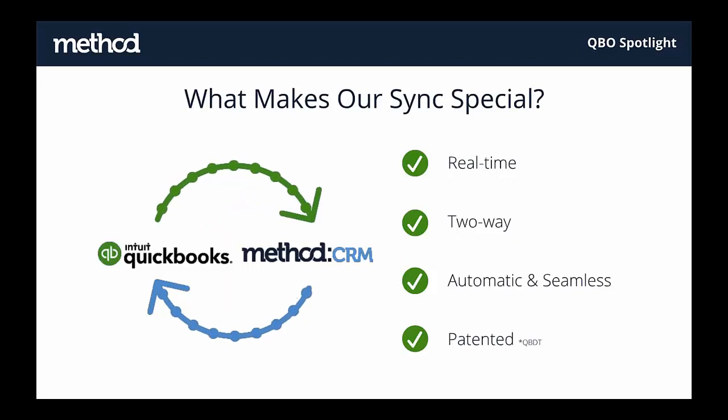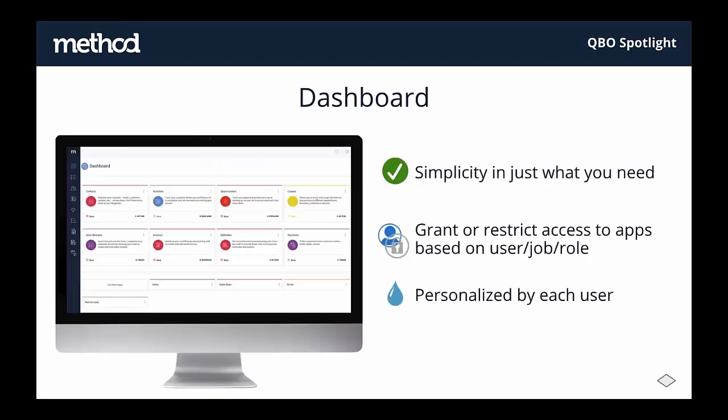And if your users are in Method doing it there and it has a place in QuickBooks, well, then your QuickBooks users will see that information in QuickBooks. It's two-way, so it does go back and forth, and it's automatic and seamless. The learning curve on the sync is, I would say, minimal or non-existent, and you're just working and this sync is happening in the background. And then we do have that pattern for our QuickBooks Desktop sync as well, so just for those users that are using it in that scenario, we do have that as well.